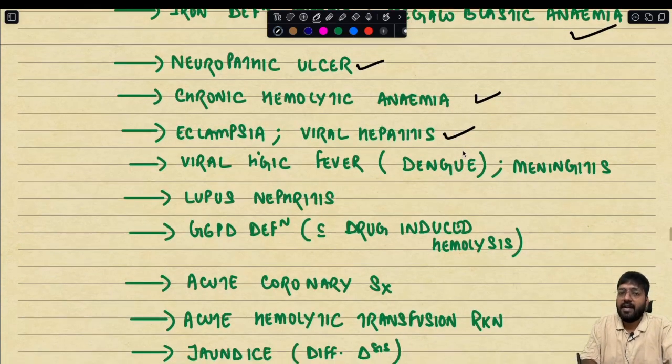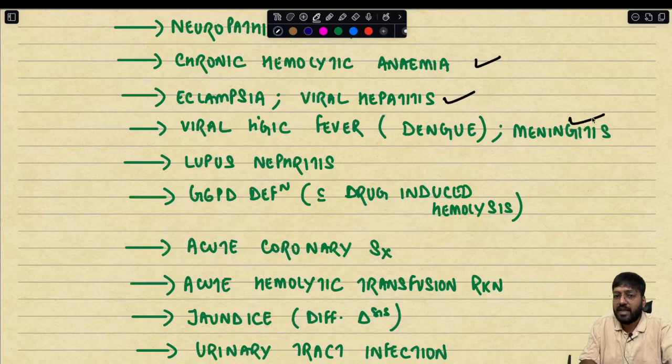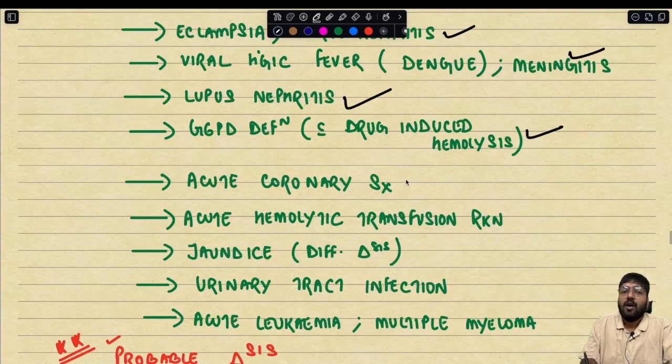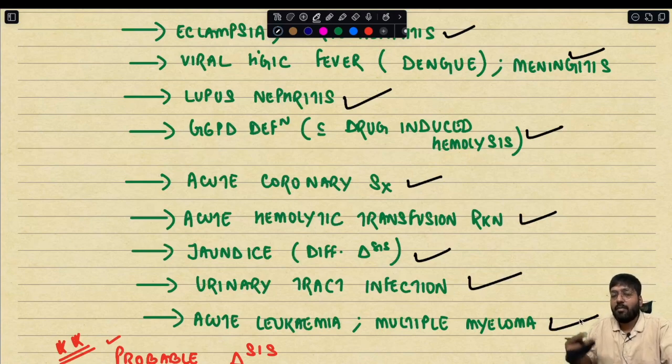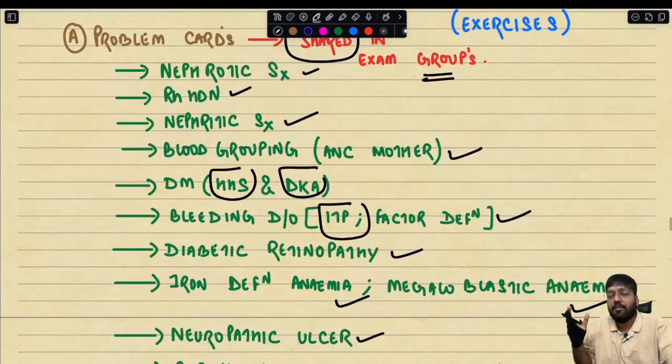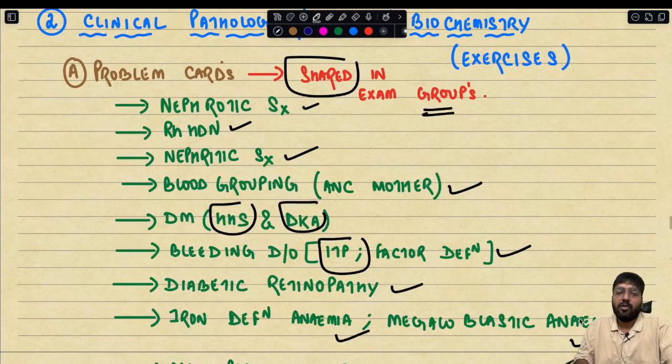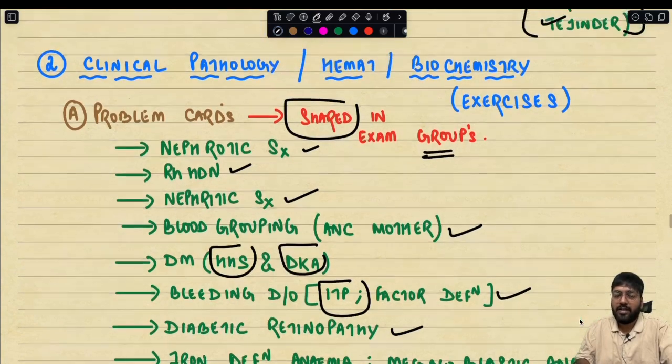eclampsia, viral hepatitis, viral hemorrhagic fever like dengue, meningitis case, lupus nephritis, G6PD deficiency case, okay, acute coronary syndrome, acute hemolytic transfusion reaction, jaundice and its differential diagnosis, urinary tract infection, acute leukemia or multiple myeloma. So all these are important clinical diagnoses which can be asked as a problem card in your exam.